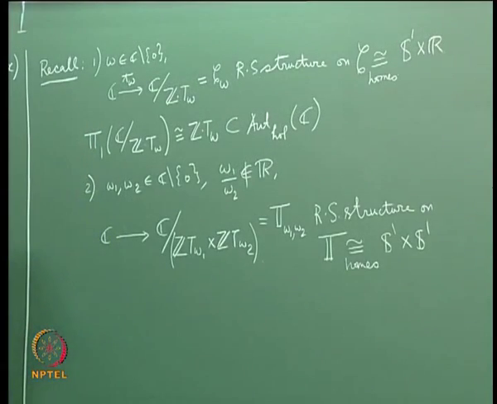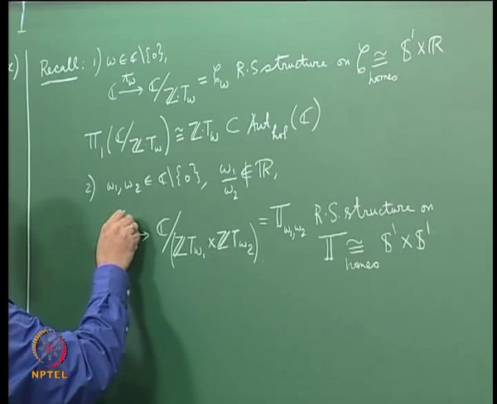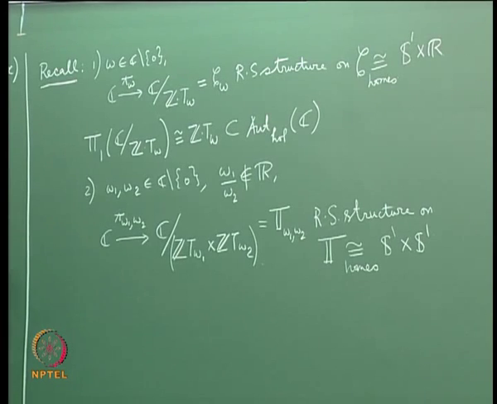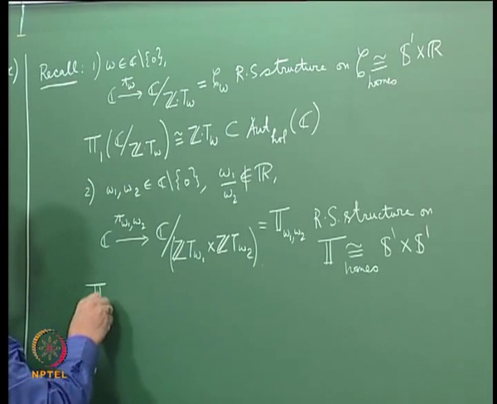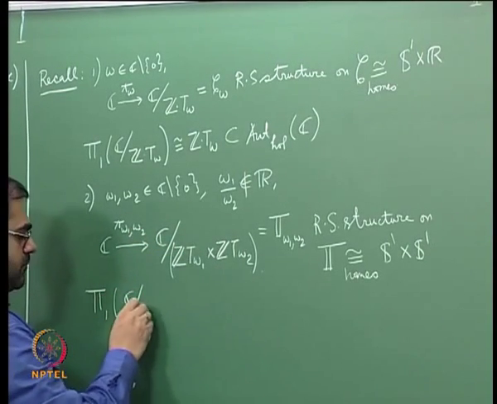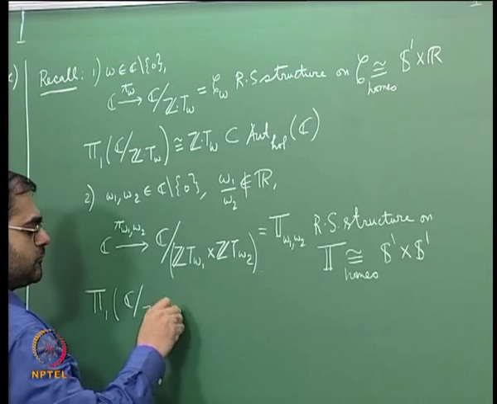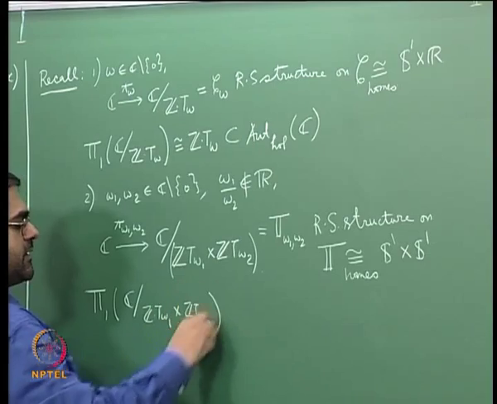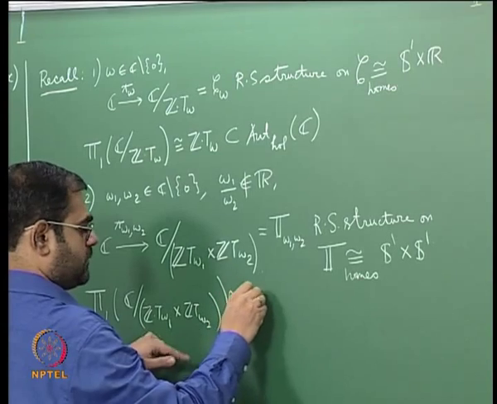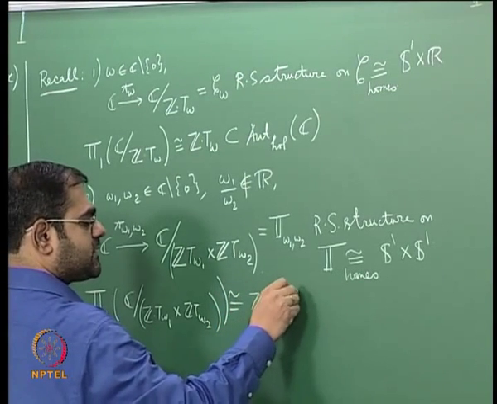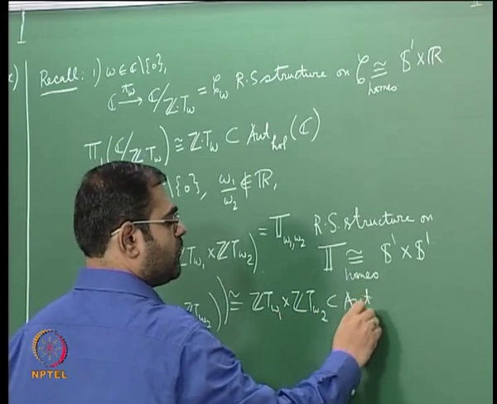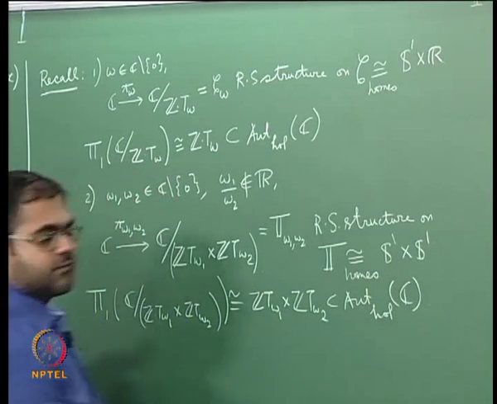Okay, and of course this map is say pi sub omega 1 comma omega 2. This also is an example of a universal covering map, and again in this case we find that the fundamental group of the topological space below is isomorphic to this group, which is just a subgroup of the holomorphic automorphisms of the universal curve.